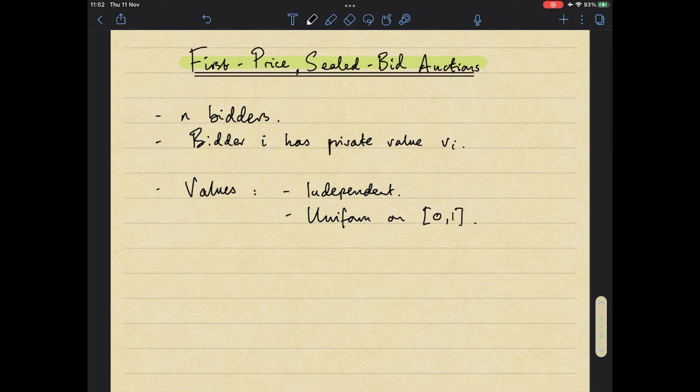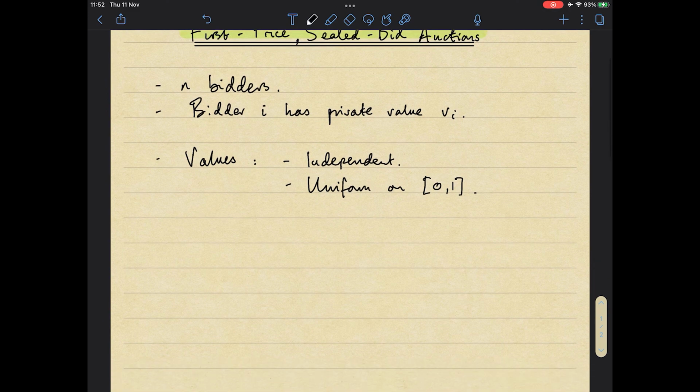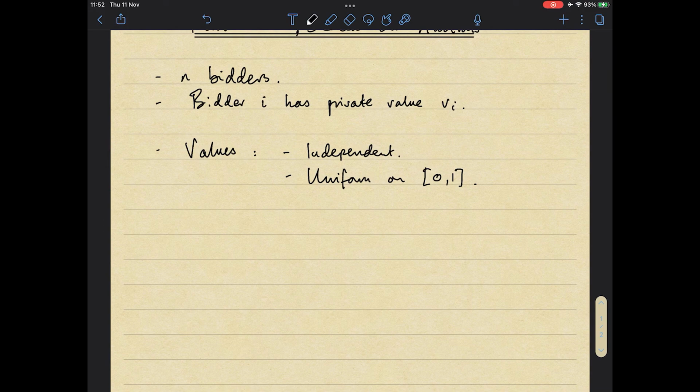Okay, so every bidder has some private value, and it's equally likely to be anywhere in this interval between 0 and 1. These bidders are risk neutral, expected utility maximizers, or if you like, expected value maximizers. And okay, so that's the setup.